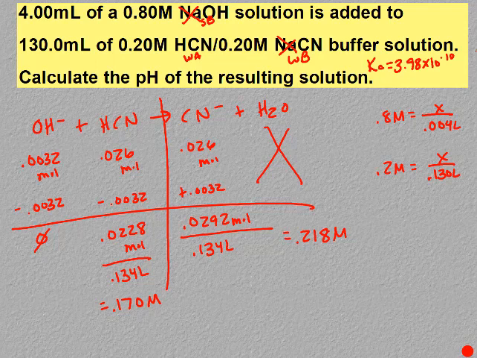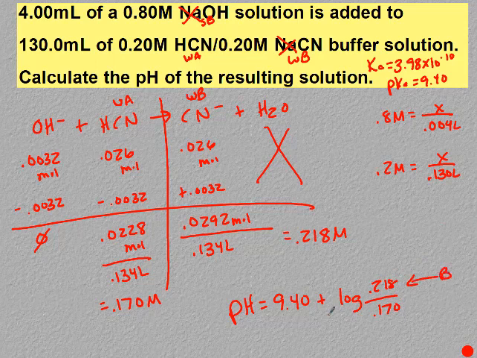So if you got that far and you got stuck, go and pause the video and keep going, calculating your pH. So your pKa should have been 9.40 plus log of base over acid. I have more base than acid, so my pH should be greater than pKa. And so my pH is 9.51.